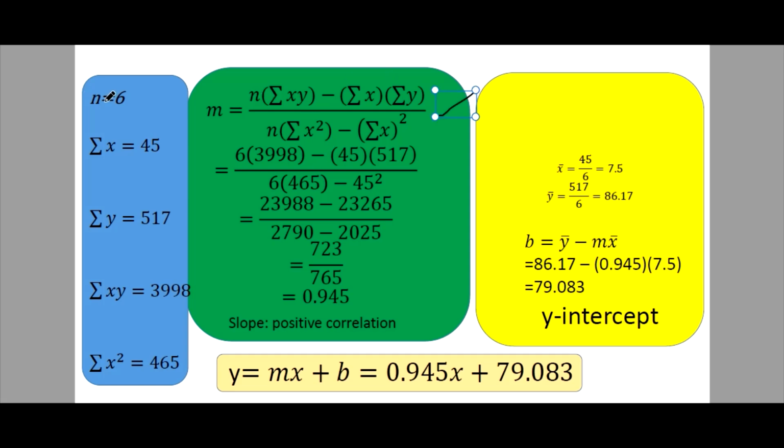Okay, so we have n now is 6, summation of xy is 3998, summation of x is 45, summation of y is 517, divided by n is 6, summation of x squared is 465, minus summation of x is 45, and then take the square. And we will arrive with 0.945. So the slope is positive, or it implies that it is positively correlated. The two variables are positively correlated.